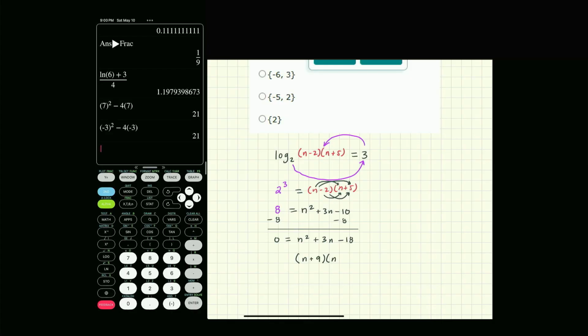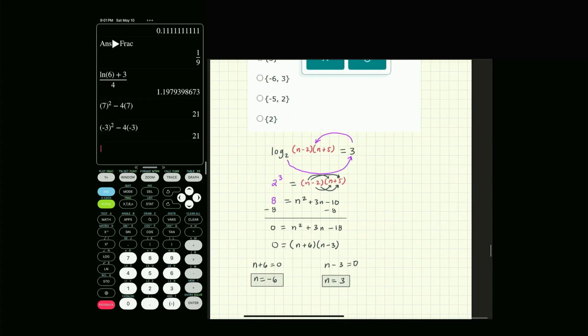No, that's not right. Way to go, Pete. This would be a positive 6 and a negative 3. And let's test that. 6 times negative 3 is negative 18. 6 plus a negative 3, positive 3. And of course that's equal to 0, so we're just going to set our factors equal to 0 and solve. I'm getting negative 6 and a positive 3.